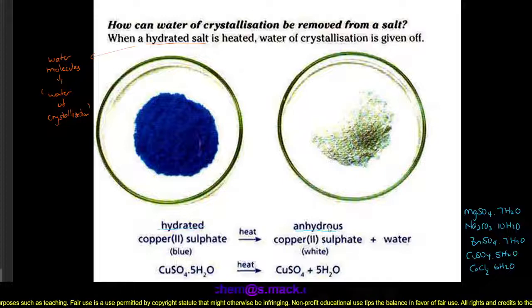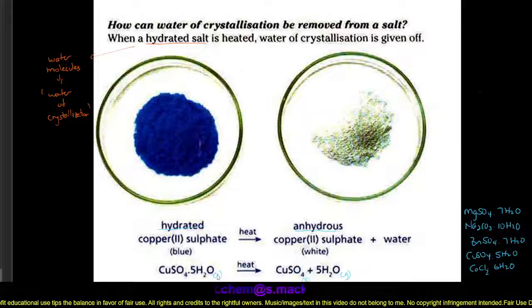Now this anhydrous salt, its formula would be CuSO4, and we also see the water written in the equation to the right. You should familiarize yourself with this equation, which shows the heating of the hydrated copper 2 sulfate, which is blue in color, to form the anhydrous copper 2 sulfate, which is white in color.